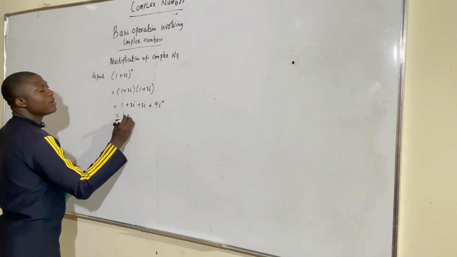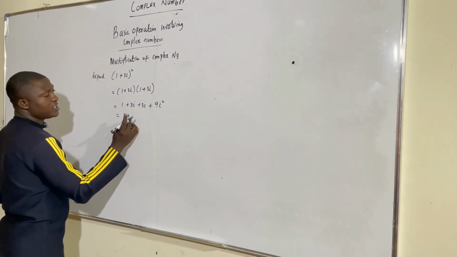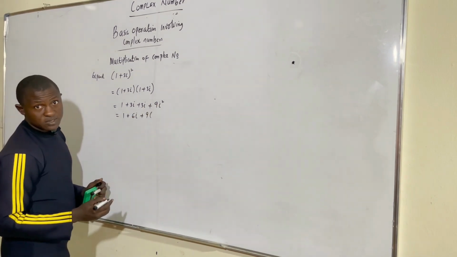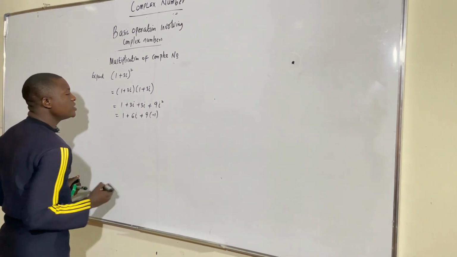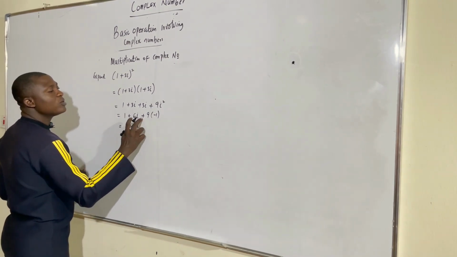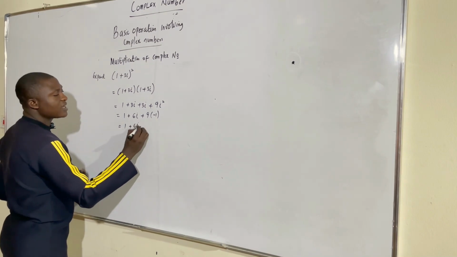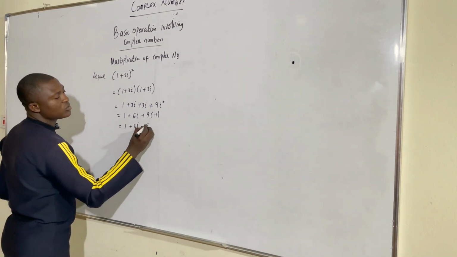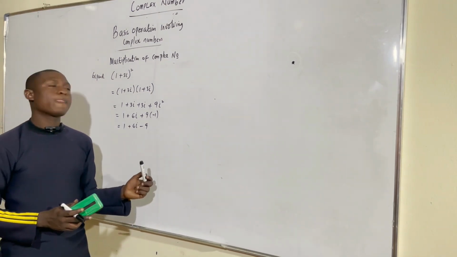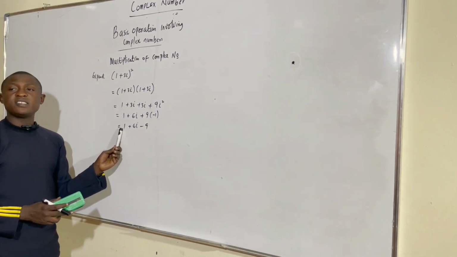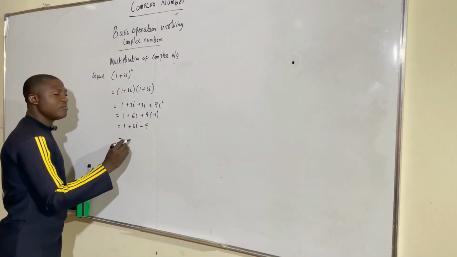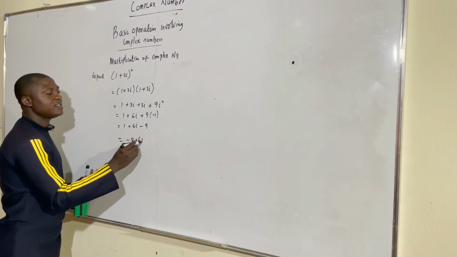So here I can have 1 plus 3i plus 3i, which of course is 6i. Here i squared is the same thing as -1. So now I have 1 plus 6i plus 9 times minus 1, which is -9. Now it's left for me to combine the real numbers. 1 is a real number, and -9 is also a real number. So 1 minus 9 is -8, then plus 6i.